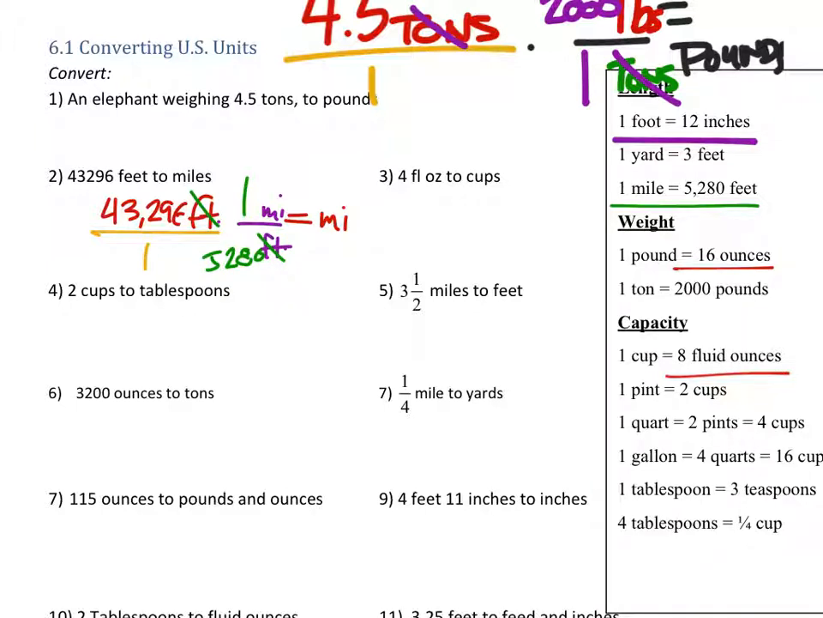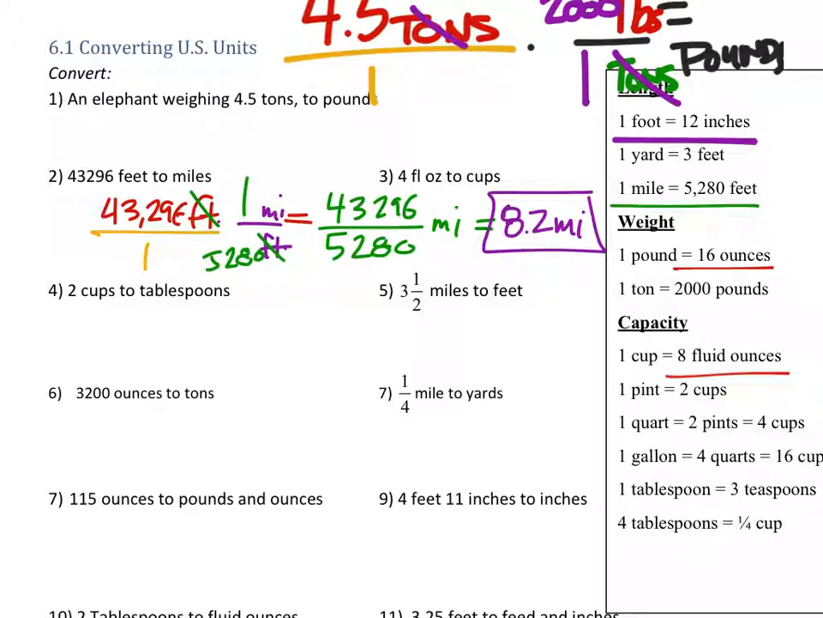So I do have miles, but using my fraction multiplication on this, I don't have just miles yet. I would have 43,296 over 5,280. And this just shows us division right here, so when I solve this, that would be the answer for number 2 right there.